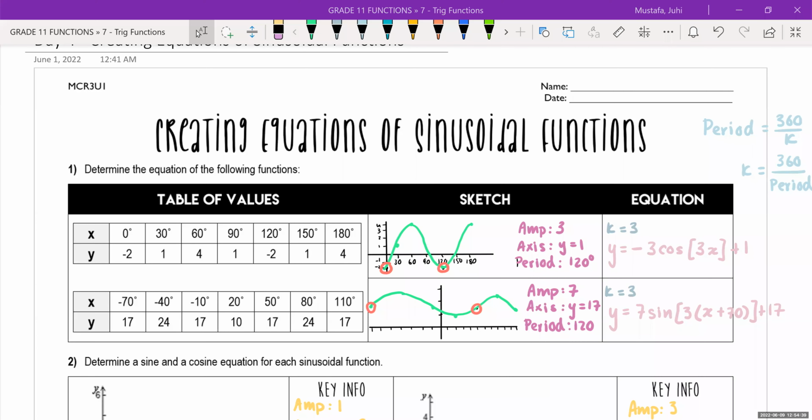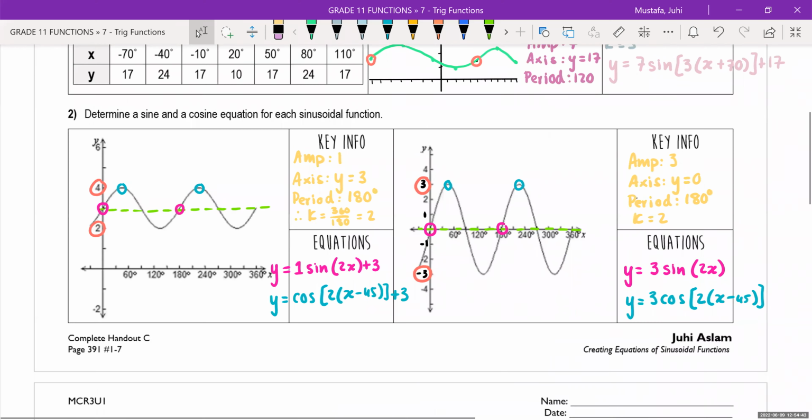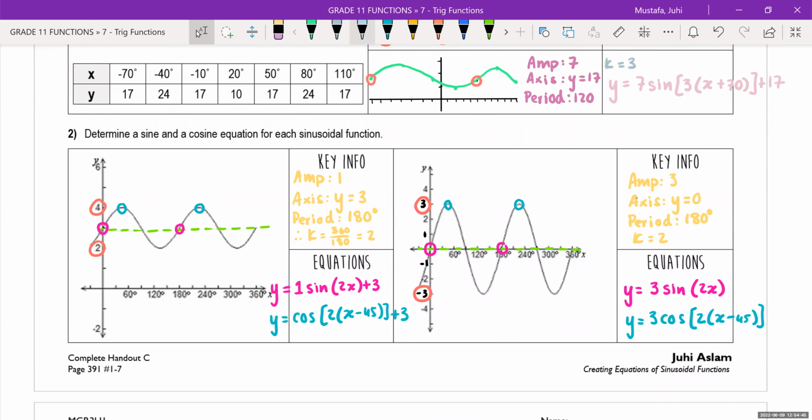All right, so remember when we were creating equations of sinusoidal functions, everything was fine. The errors that I noticed, and that was completely my fault, was look at question number 2. Do you see in the cosine graph, like the blue one over here, I had said, oh, the shift is 30 degrees to the right.